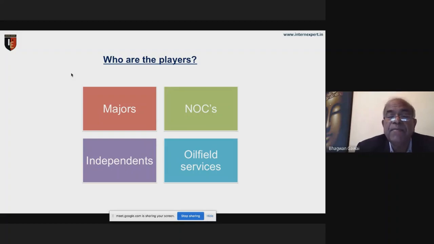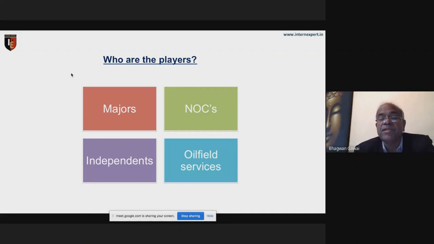Independents: there are some private players also who are in this oil production area. Then oil field services play a very important role. You will have tremendous opportunities in the oil field services area, all the engineers, because if you see, most of the oil production and all, the oil field services companies take the jobs.